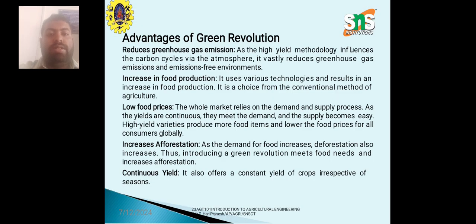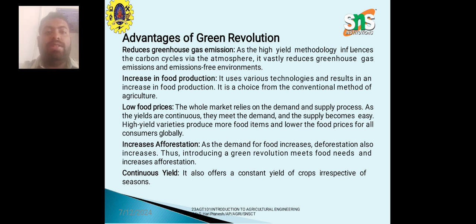Advantages of green revolution. There are 5 advantages. One is it reduces greenhouse gas emission, it increases food production, it has low food prices, it increases afforestation, and it gives continuous yield.